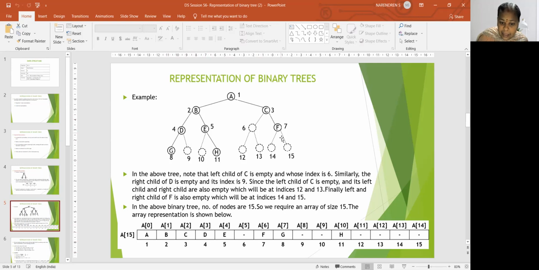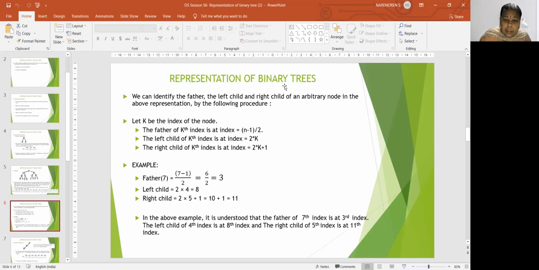In this, only F is present, and one particular node is not present, so you can put it as null. Similarly, you create this for all the nodes, till the 15 nodes have ended. So that is the total number of sizes. This is the representation of binary trees, and also how to express it in a formula. We are going to use some formulas here, so that we can identify the father, the left child, and the right child of an arbitrary node.